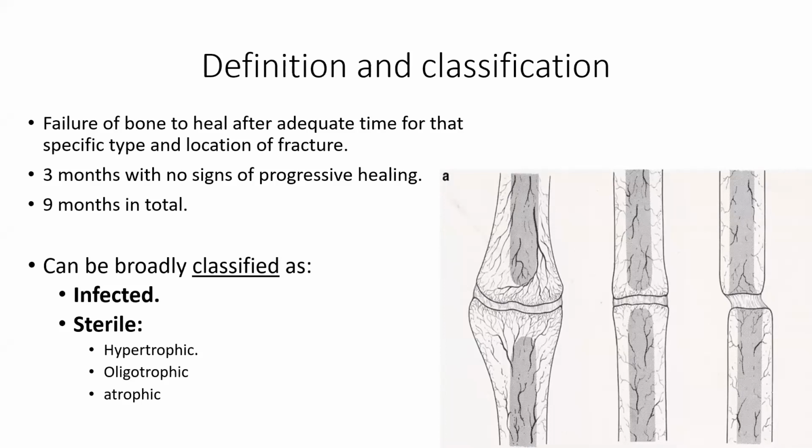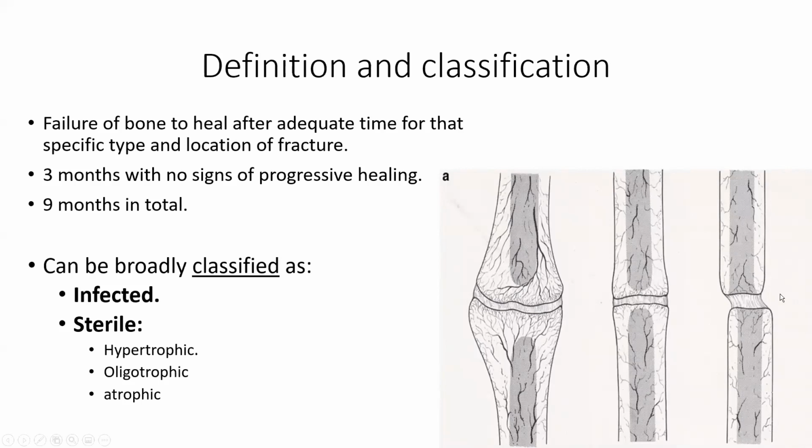We can classify non-unions in a broad way as infected or sterile. Infected non-union is infected non-union, with no subclasses, but for sterile non-union there is hypertrophic, oligotrophic, and atrophic. Other names that are commonly used in trauma are elephant foot for the hypertrophic, and horse hoof for the oligotrophic and the atrophic.